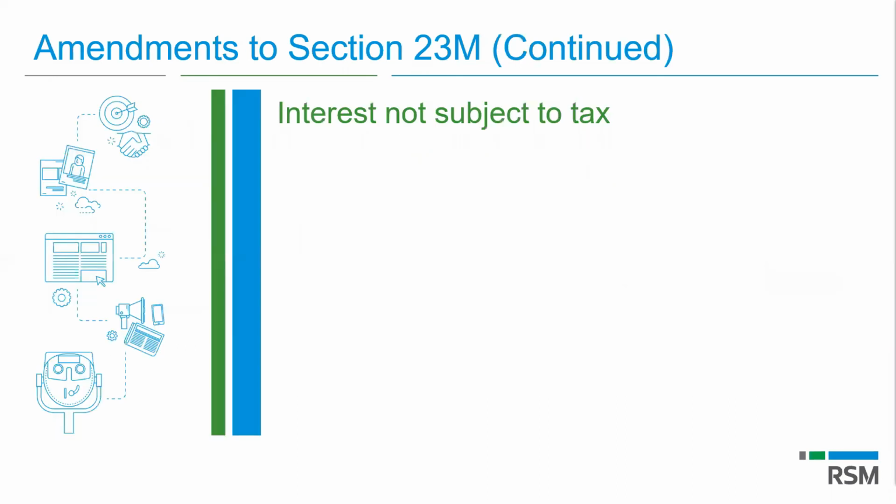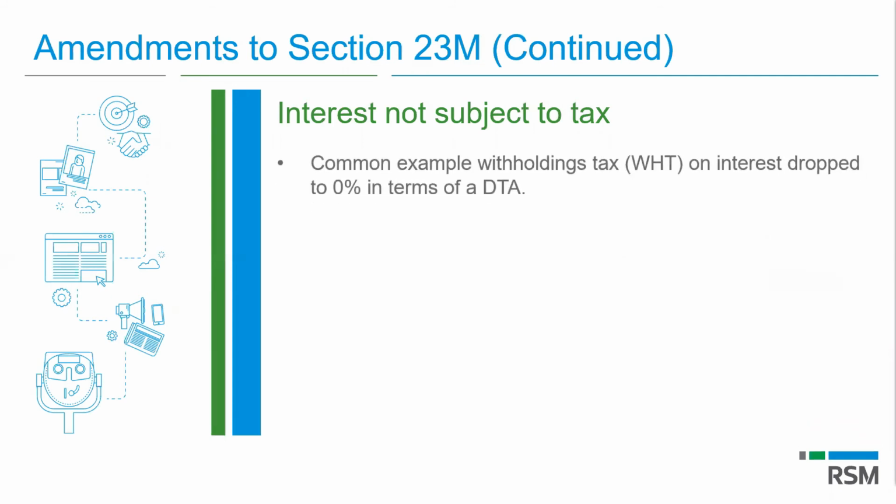So of the amendments, the biggest one is around this concept of interest not subject to tax. A common example of this is where you have withholding tax on interest, which is then dropped as a result of a double taxation agreement to 0%. This would mean that the interest has not been subject to tax in South Africa, and that would then result in the Section 23M limitations applying.